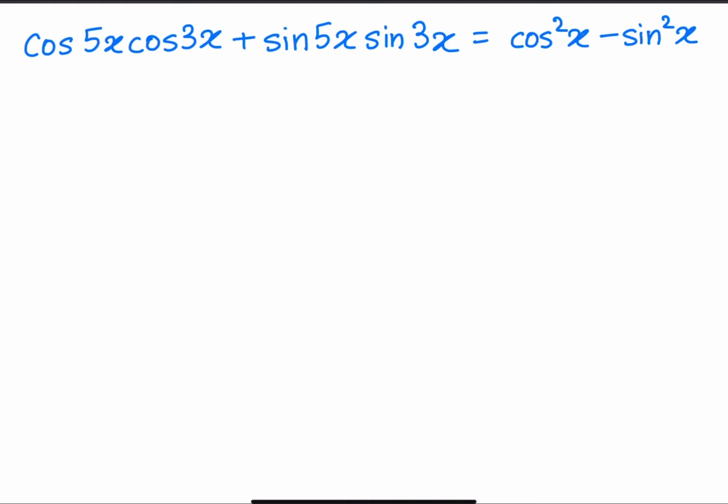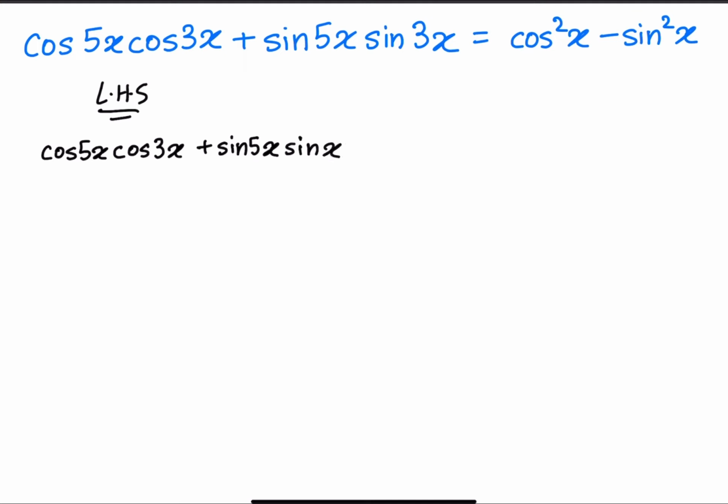So the first question we have here is, we need to prove that cos 5x cos 3x plus sine 5x sine 3x is equal to cos squared x minus sine squared x. To do this, first let's look at the left-hand side of the equation. That says cos 5x cos 3x plus sine 5x sine 3x.